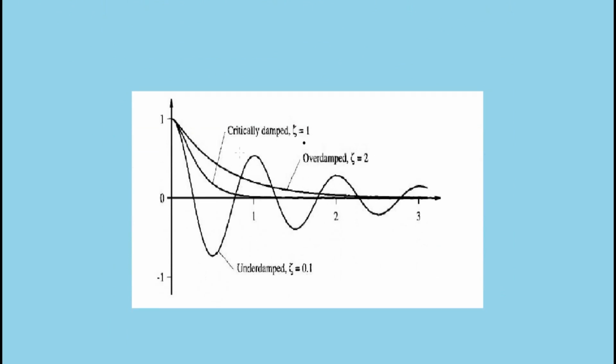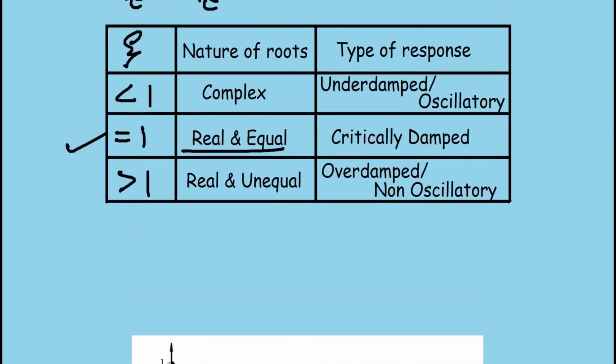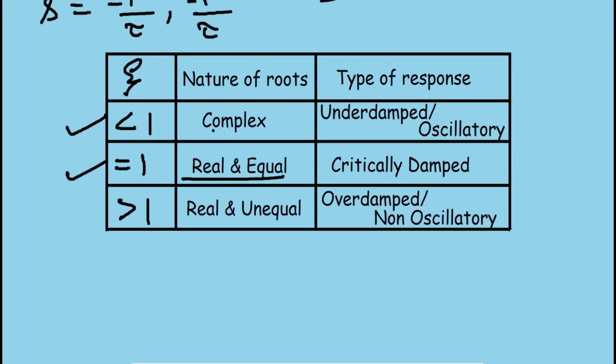In this graph, this is the response curve for the second order systems. You can see that for critically damped, this is the curve for critically damped. That is when zeta equals 1. That is this case. When zeta equals 1, we get real and equal roots, and the graph will look somewhat like this. It is critically damped. Next is when zeta is less than 1, that is complex roots.